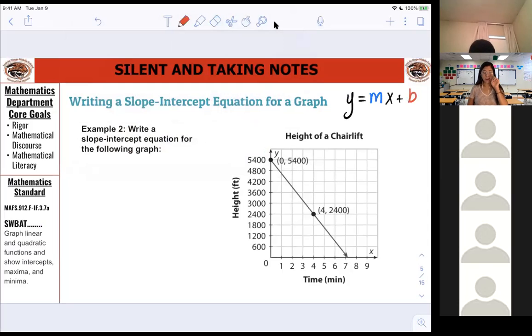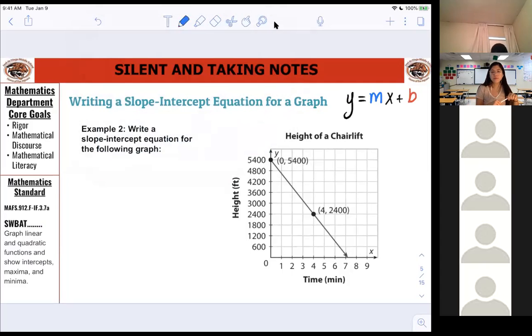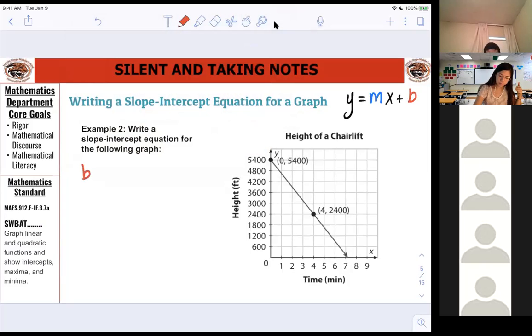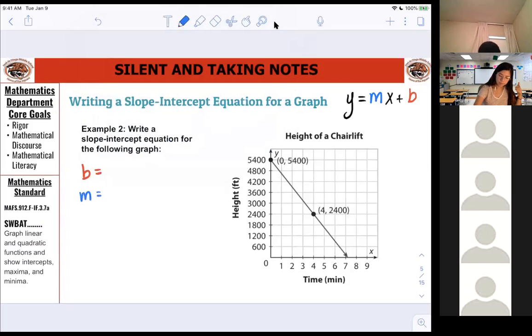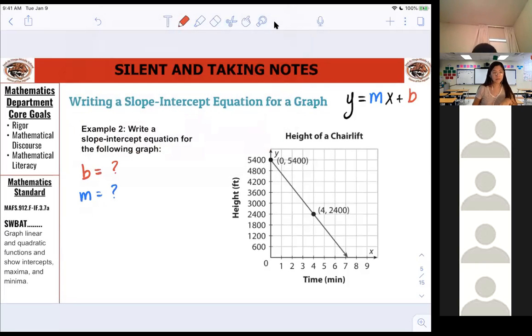Okay. And so what are the two things I need to know in order to write that equation? Your y-intercept. The y-intercept and your slope. I need to know those two things so that I can put them into the equation.